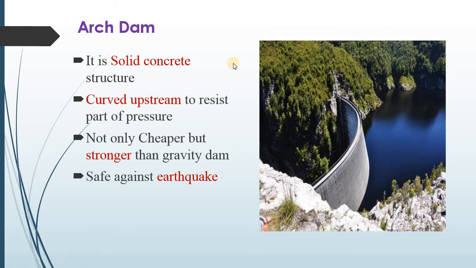Next is the arch dam. It is a solid concrete structure, as the name suggests, arch. It is curved upstream to resist part of the pressure due to the water. It is not only cheaper but stronger than the gravity dams, and it is safe against earthquake. So in this picture you can see this is the arch dam.